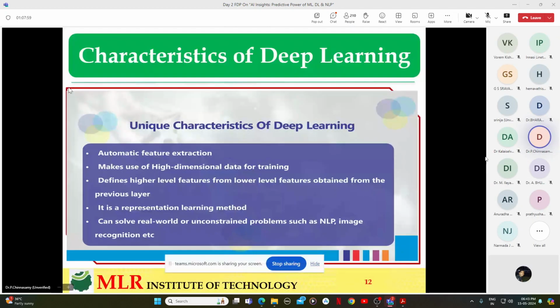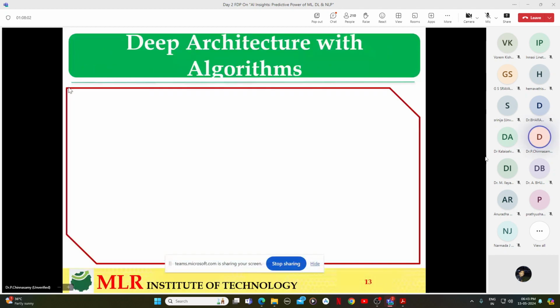Once the features are covered, we will have a small question now. How many machine learning models do we have? Three machine learning models. Yes. What are they, sir? Supervised, unsupervised, and reinforcement. Exactly. Correct, sir. Thank you, sir.